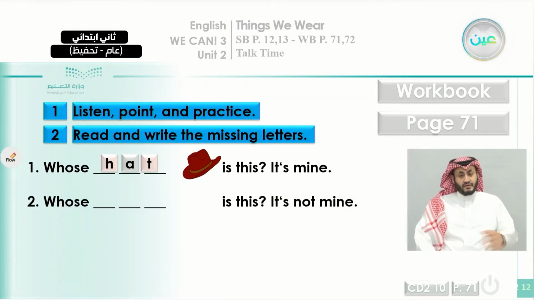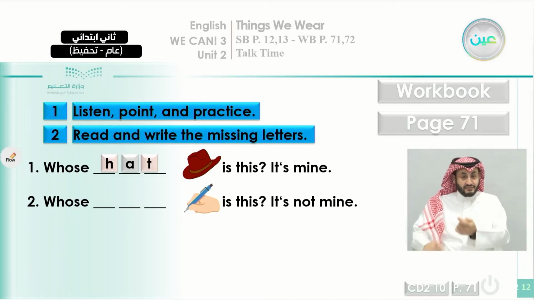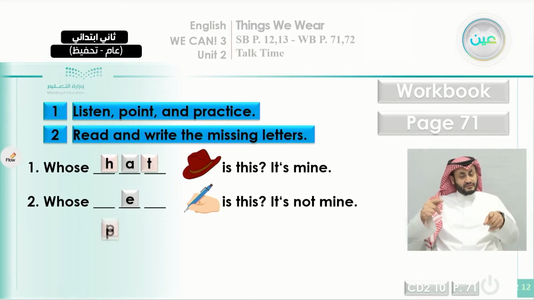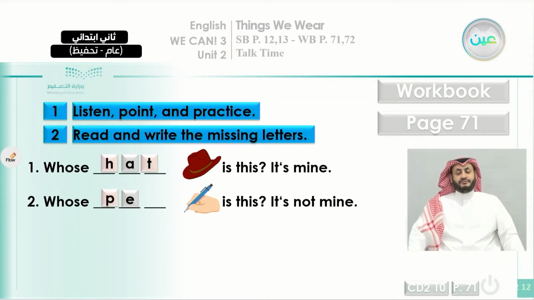Number two, whose is this? And the possible answer for this, it's mine. So we are asking here about this thing. What is this thing you can see? Excellent. That is a pen. How do you spell pen? Okay, the second letter is E. So what do you expect the first and the third? Okay, very good. That is P. You say P, pen.